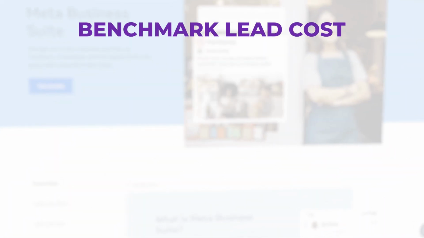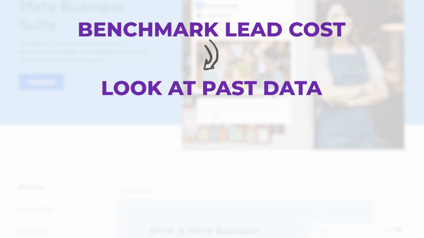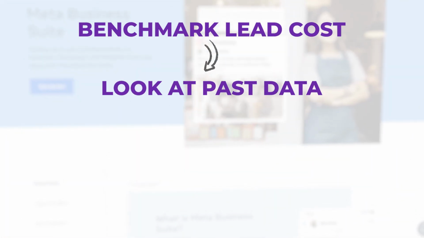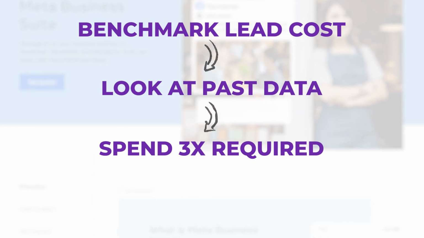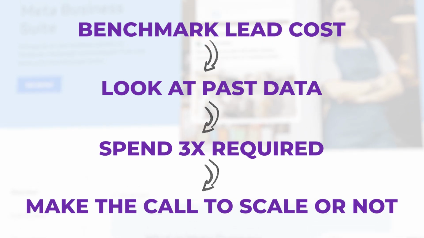Now, if you want a system that works specifically for you, firstly, set a benchmark for your ideal lead cost. Go from your own historic data about how much a client is worth to you, how much you can afford to spend to acquire that client, and what your average conversion rates are on cold leads. Now, when running an ad campaign, you need to spend at least 3 times the amount of that benchmarked lead cost. Do this before you make the call as to whether you should shut something off or scale it up.